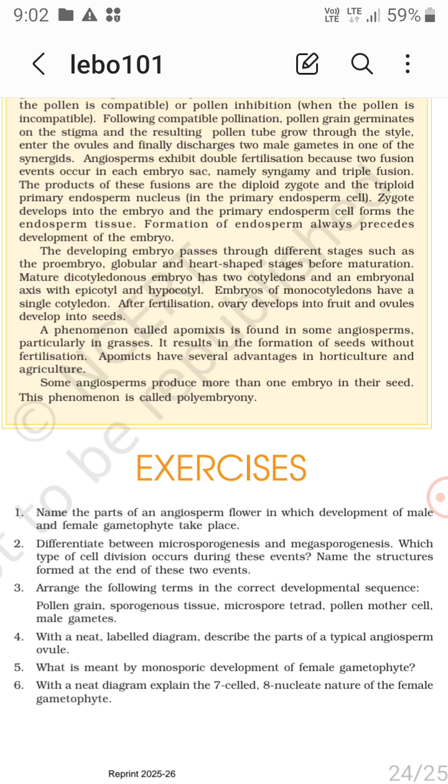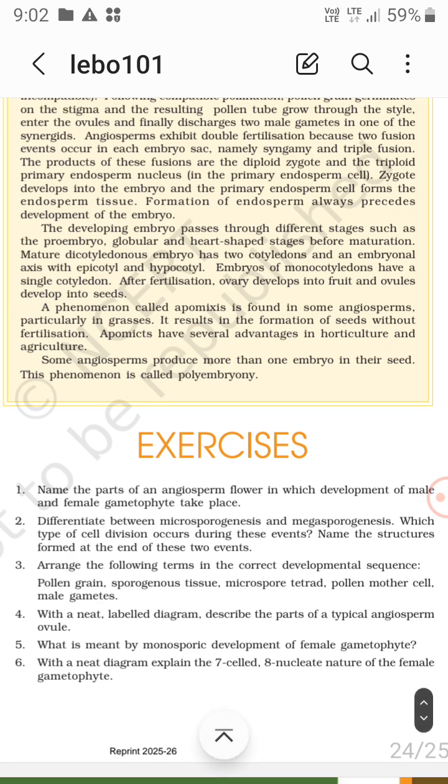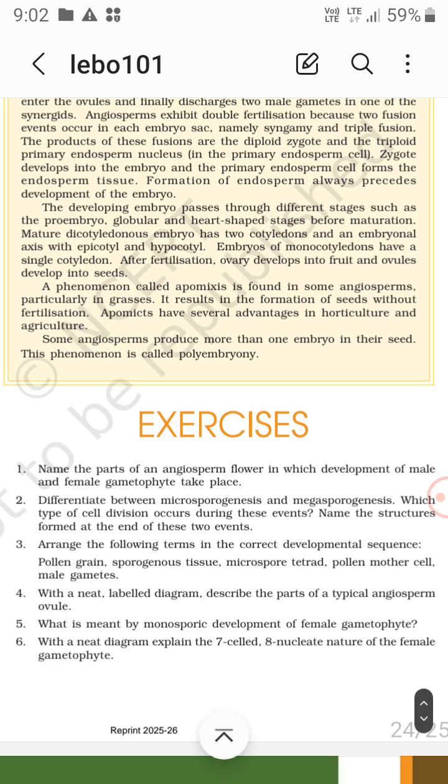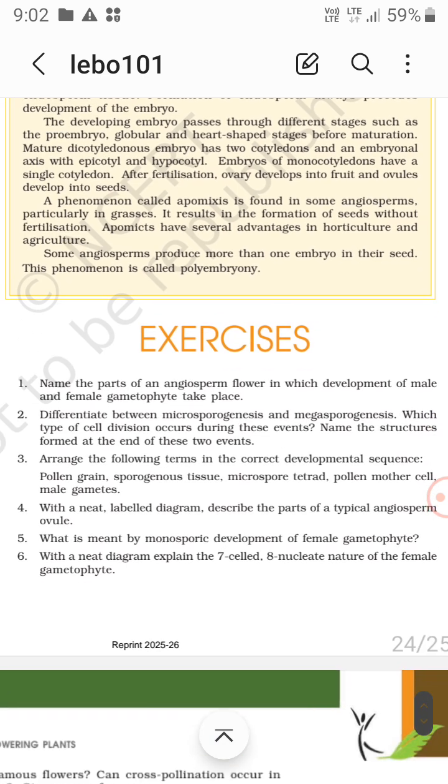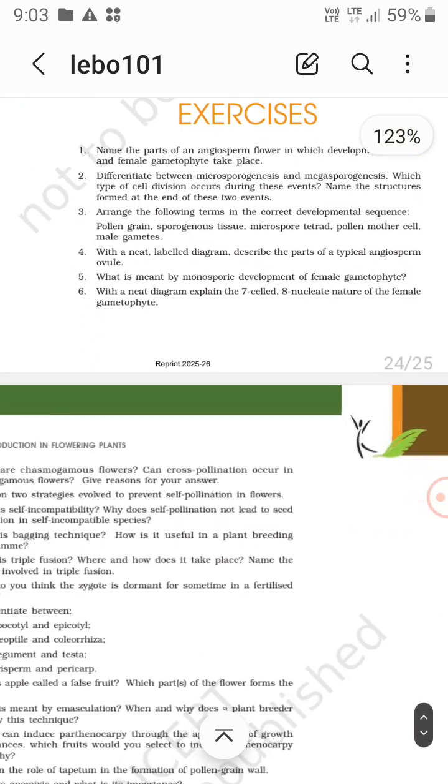Now, apomictics have several advantages in horticulture and agriculture, right? Some angiosperms produce more than one embryo in their seeds. This phenomenon is called polyembryony, right?